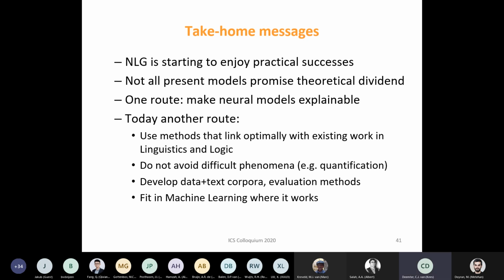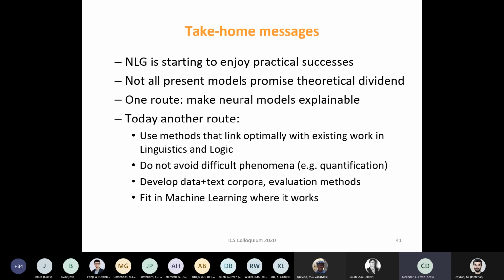As we've seen, NLG is starting to enjoy some successes. At the same time, many people are starting to see that these models don't offer a lot of theoretical dividend. Now, of course, one route is to bet on neural models, acknowledge their weaknesses, but work on them. Make neural models more explainable. And that's a completely bona fide approach, of course.